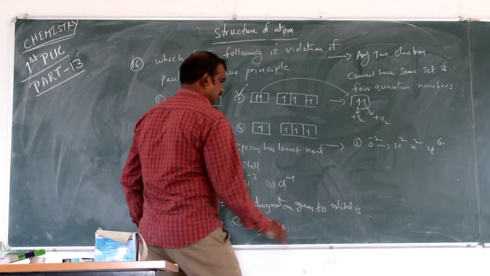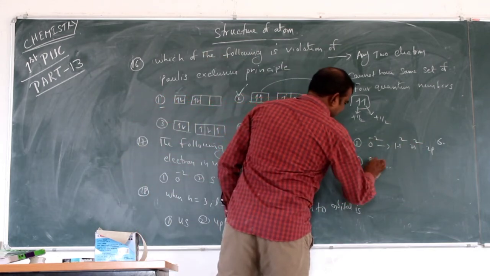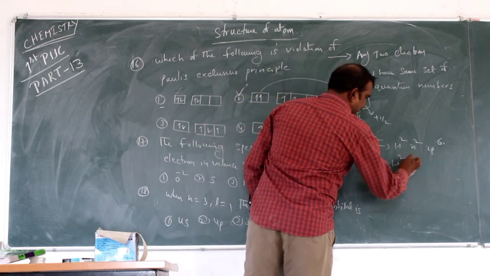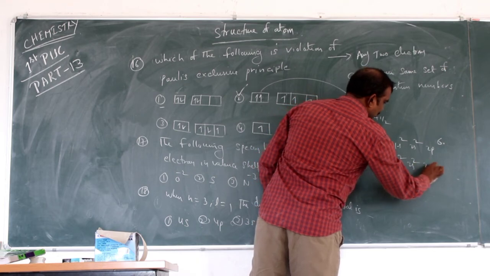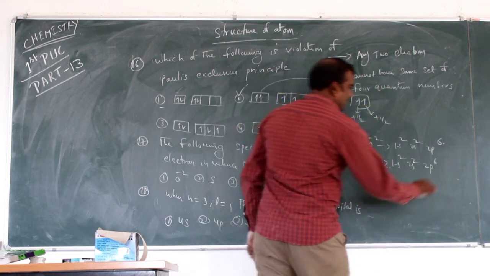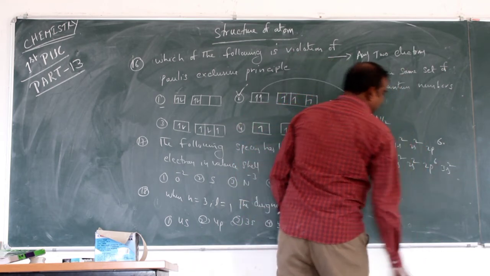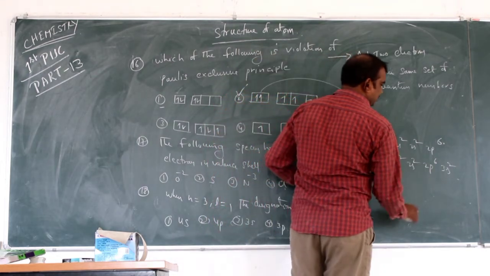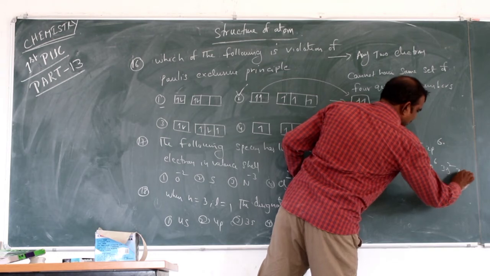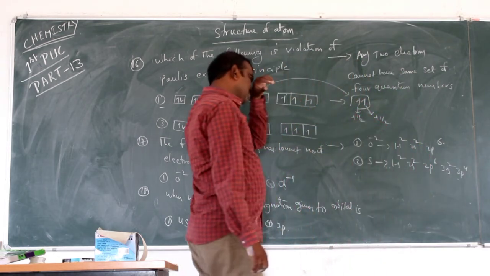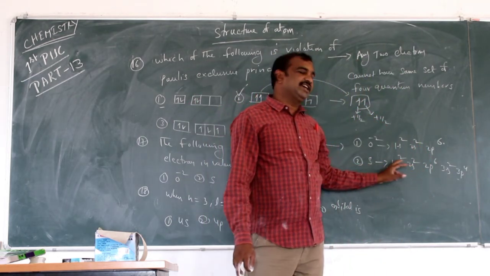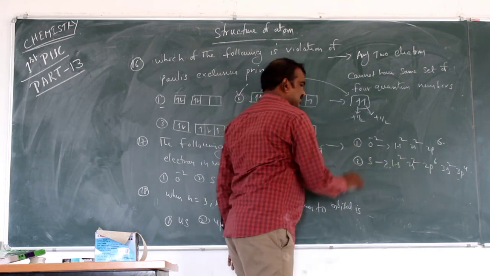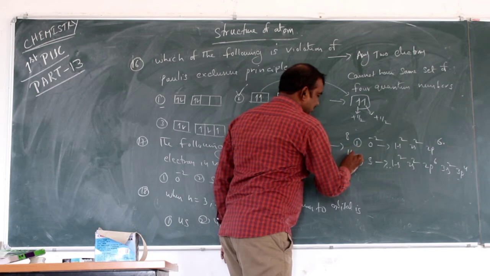Next, the second one, sulfur. Sulfur's atomic number is 16. 1s2, 2s2, 2p6, 3s2, 3p4. So 6 plus 2, 8, 8 plus 2, 10, 10 plus 6, 16. This one is 8, this one is 16.